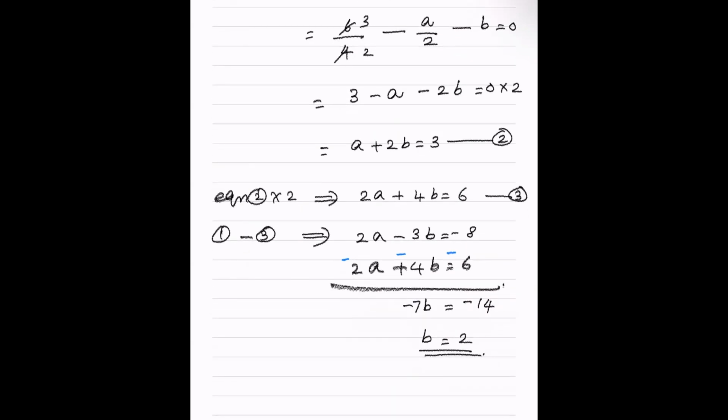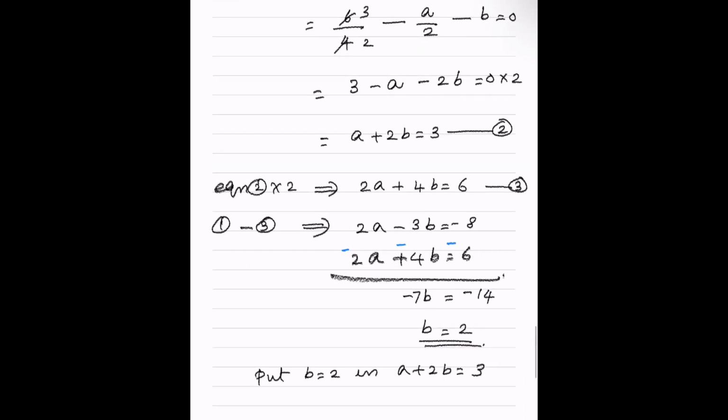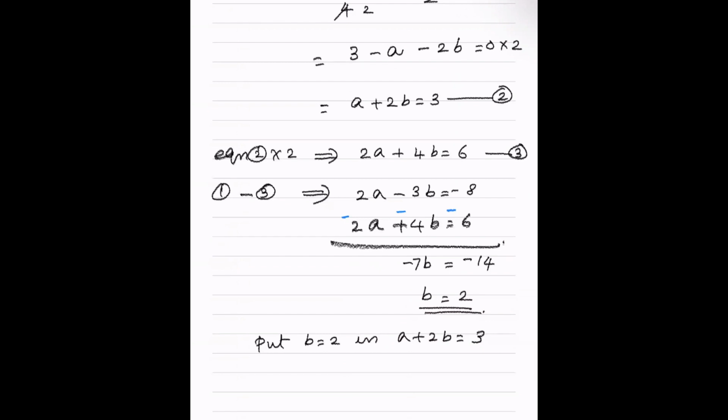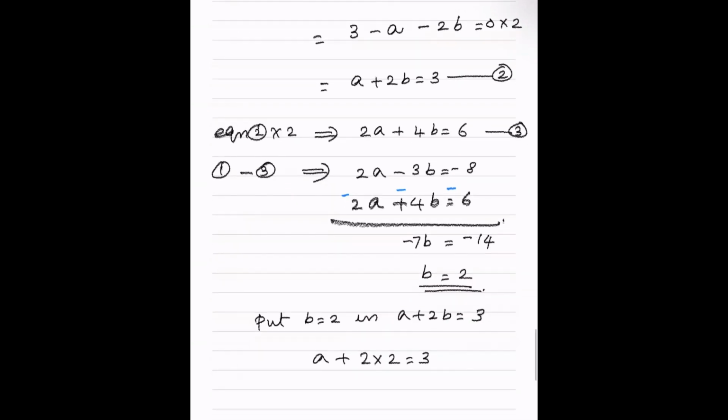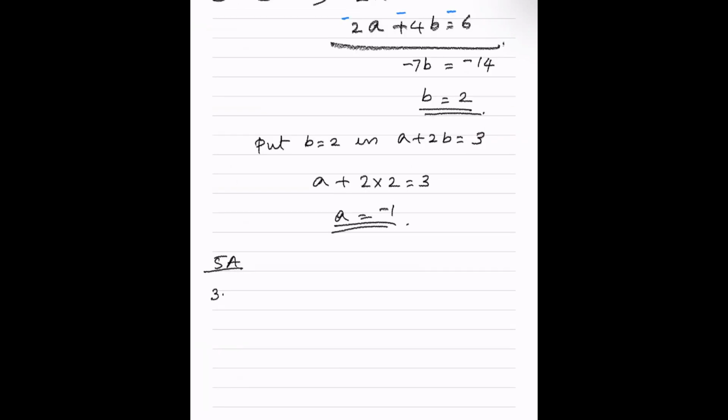Calculate a then. Put b equal to 2 in a plus 2b equal to 3, which is our equation 2. So a plus 2 into 2 equal to 3. So what is your a? 3 minus 4, which is negative 1. This is our final answer.